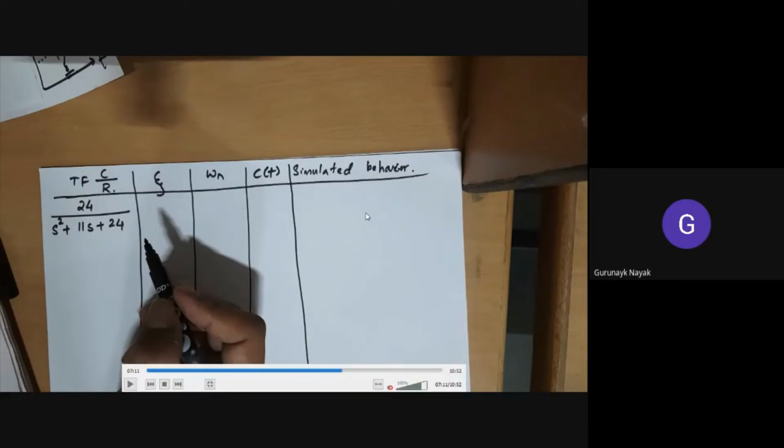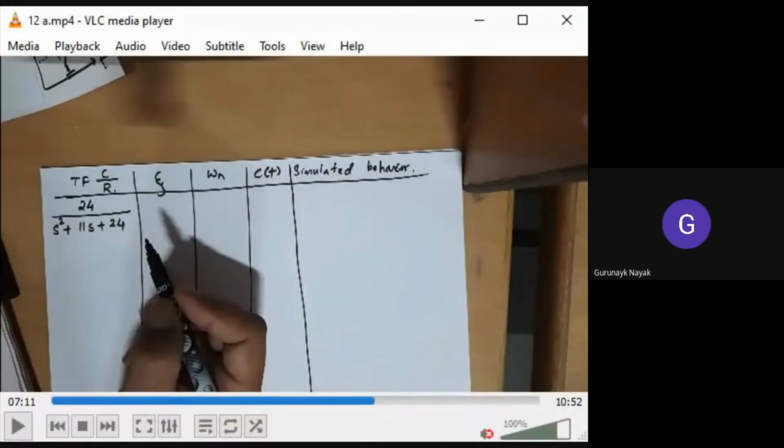Can any one of you calculate what is omega n and what is zeta? Everyone please calculate and anyone can tell me. Comparing with the standard second order transfer function, we get omega n square equal to 24. Therefore, omega n is square root of 24. What is the value of omega n? Meenakshi, can you tell me? Chalukya? Sir, 4.9, sir. Okay.